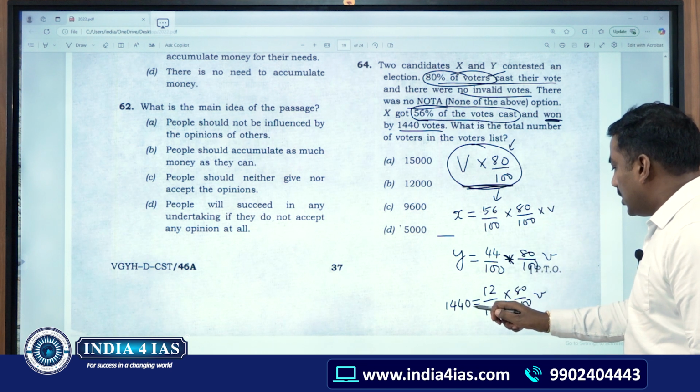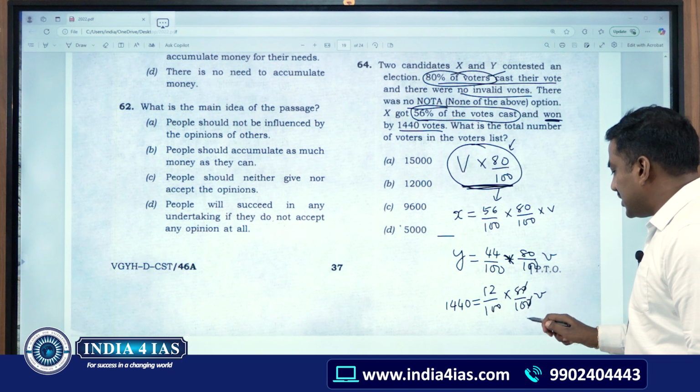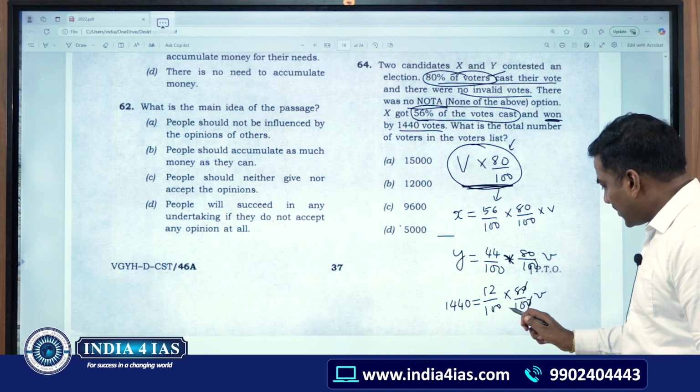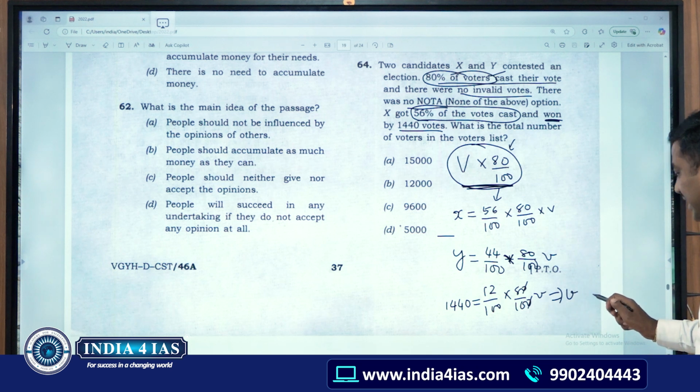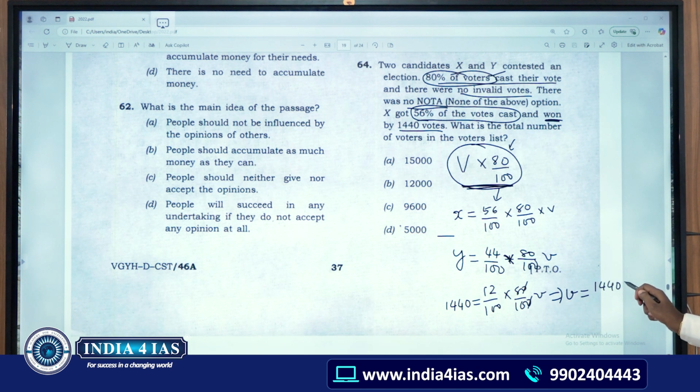Now, here if you cut these 0s, and take all the numbers to the other side, V is equal to 1440 and 100, 2 zeros, and 10, 1 zero, divided by 12 into 8. So 12 ones are 12, 12s are, then 4 zeros, then 8 ones are, 8 15s are, and 3 zeros. So totally V is equal to 15,000.